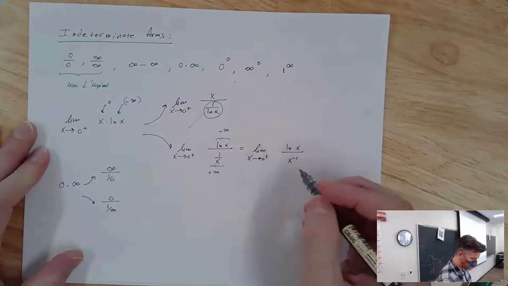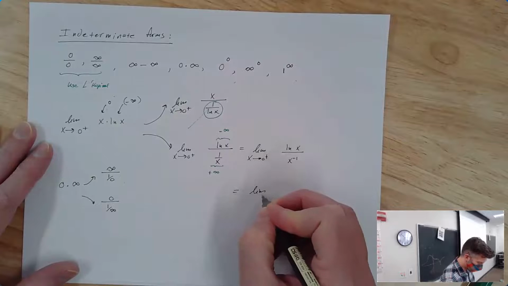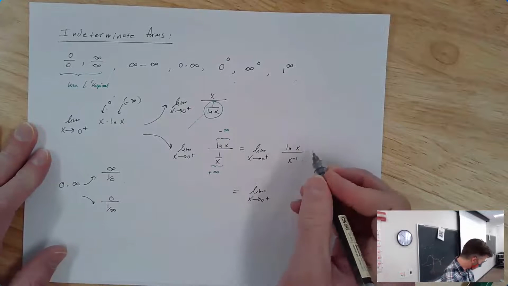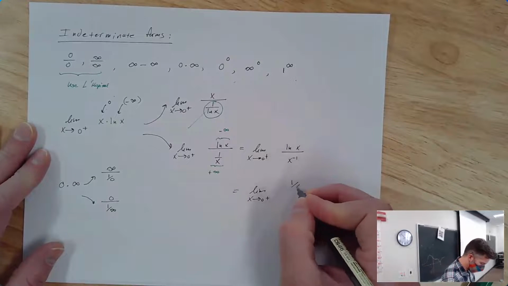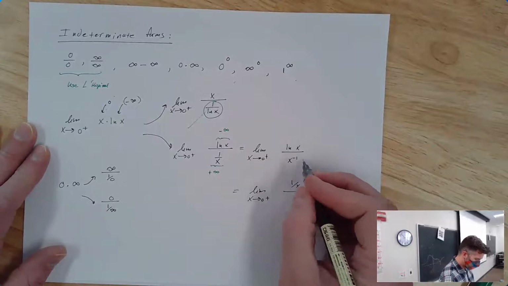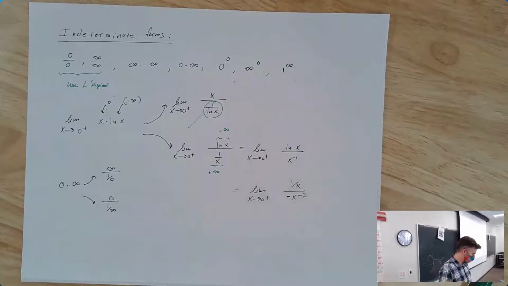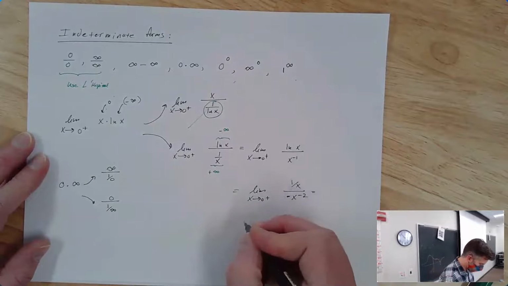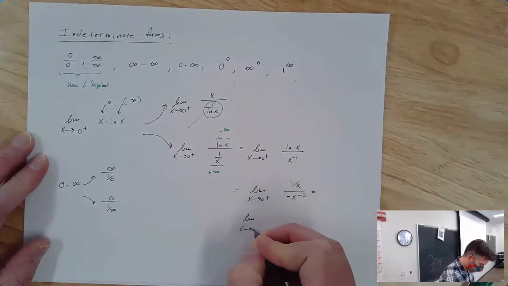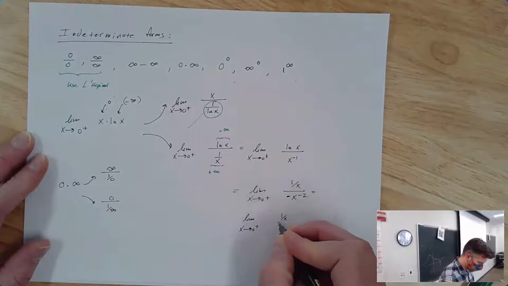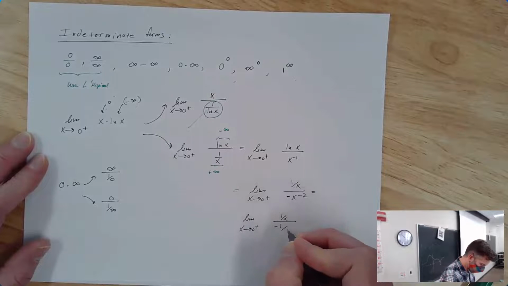All right, let's finish off this problem. We have the limit as x goes to 0 from the right. The derivative of the natural log of x is 1 over x. The derivative of x to the negative 1 is negative x to the negative second, which I would probably rewrite as the limit as x goes to 0 from the right of 1 over x over negative 1 over x squared.